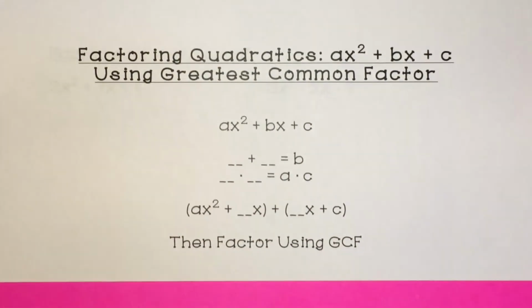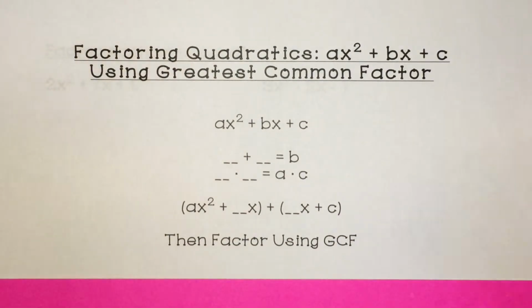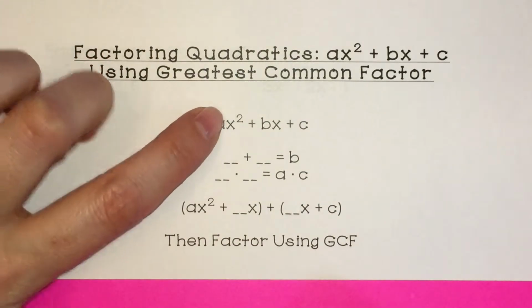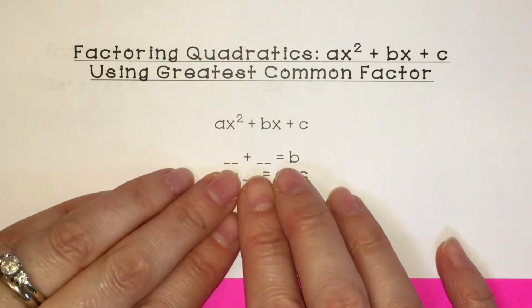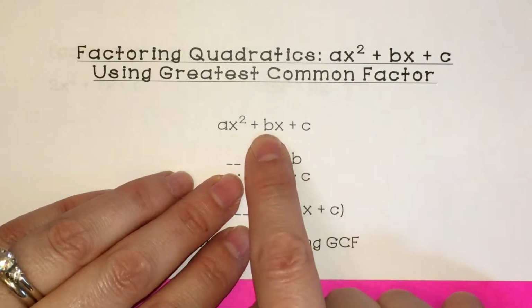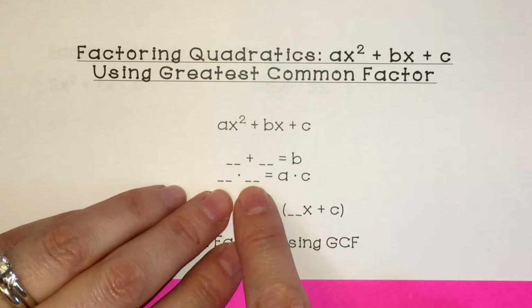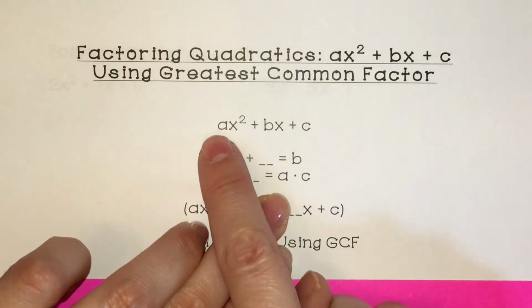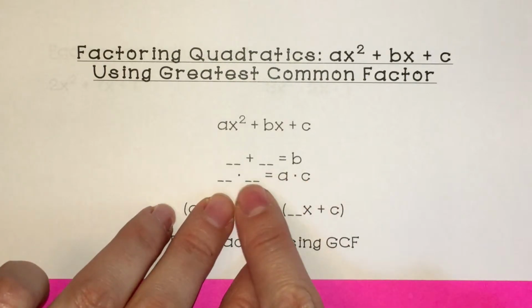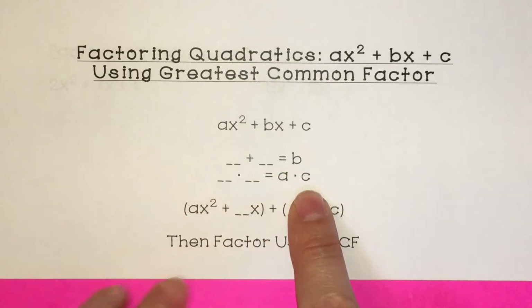So it starts out similar to when you just factor x squared plus bx plus c quadratics, when you don't have a number multiplied by x squared. So first, you have to figure out two numbers that add together to equal your b value, multiply together to equal a times c. Whatever that equals, these two multiplied together should equal that.